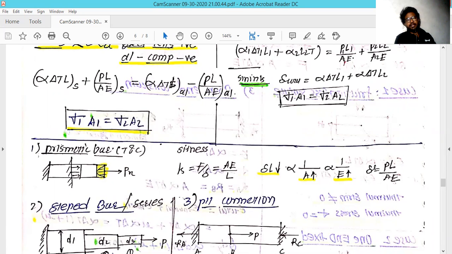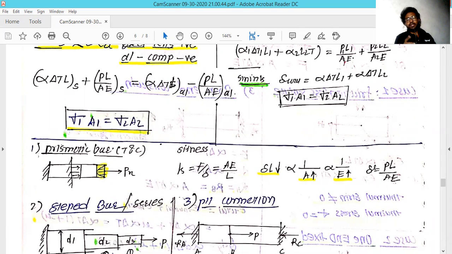There is another equation you can find out: the stress in the first section multiplied by the area of that cross section is equal to the stress in the other section times the area of that other section. You can take one side as aluminum and the other side as steel.